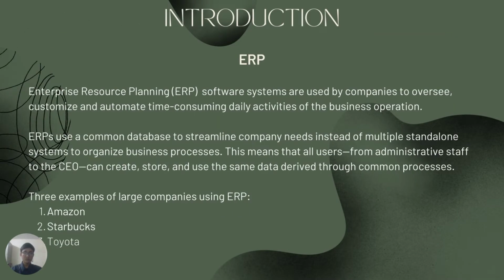Next is the introduction of ERP. Enterprise Resource Planning (ERP) software systems are used by companies to oversee, customize, and automate time-consuming daily activities of the business operation. ERPs use a common database to streamline the company's needs instead of multiple standalone systems to organize business processes. This means that all users, from the admin staff to the CEO, can create, store, and use the same data derived through common processes. There are three examples of the largest companies using ERP, such as Amazon, Starbucks, and Toyota.